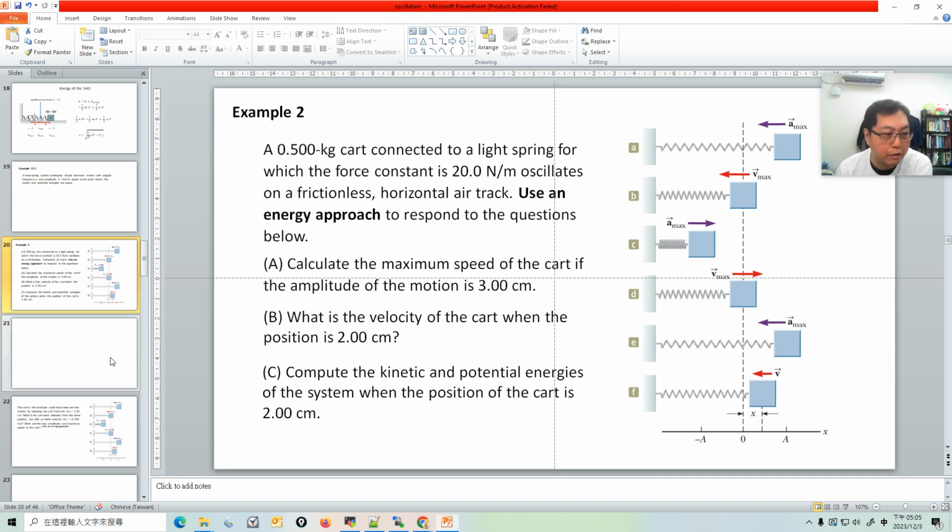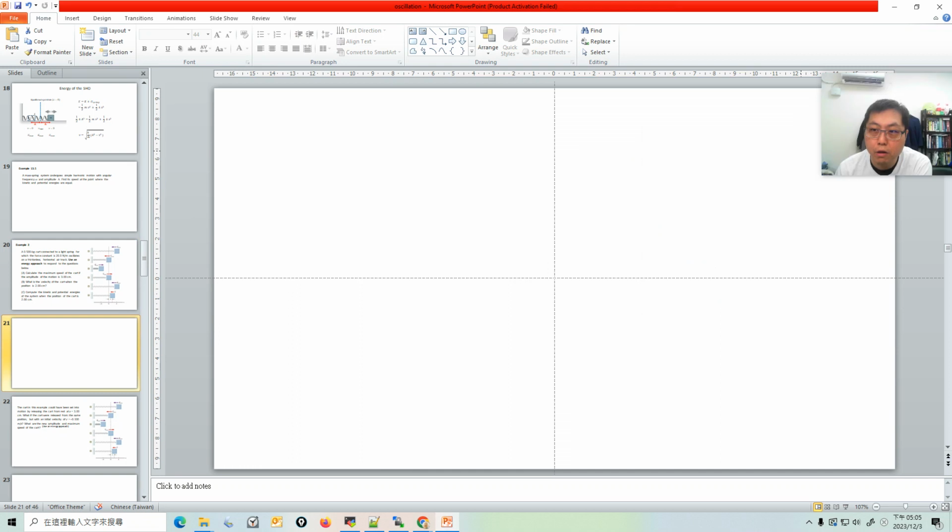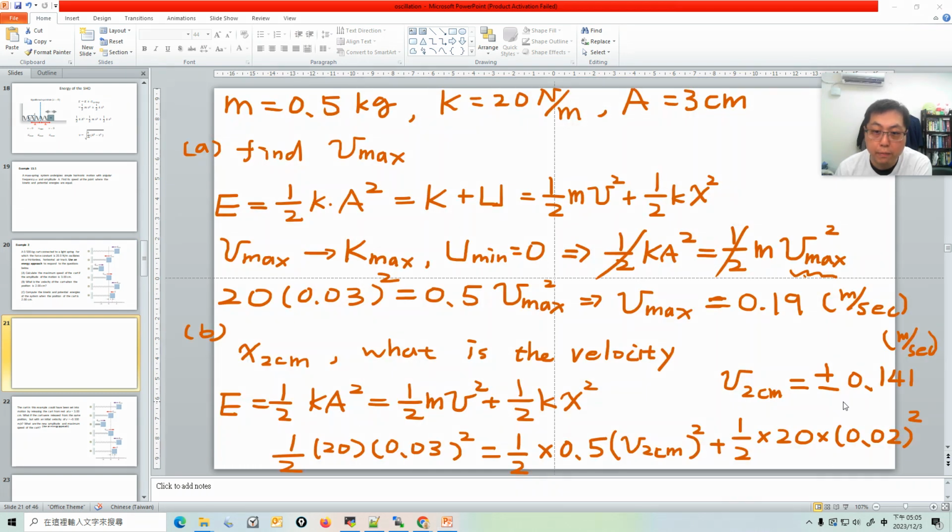So back to this problem. Plus or minus 0.141 meter per second, which do we have to choose? Based on the graph, pick the negative one. So it's negative 0.141. Okay, so that's the second problem.